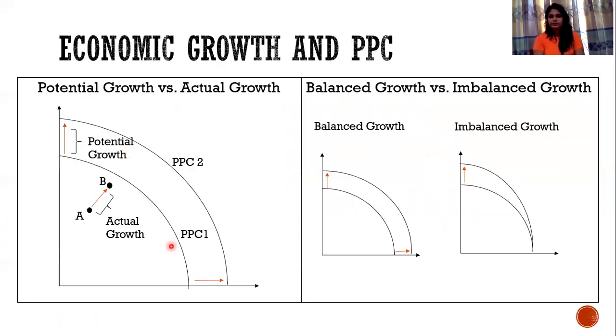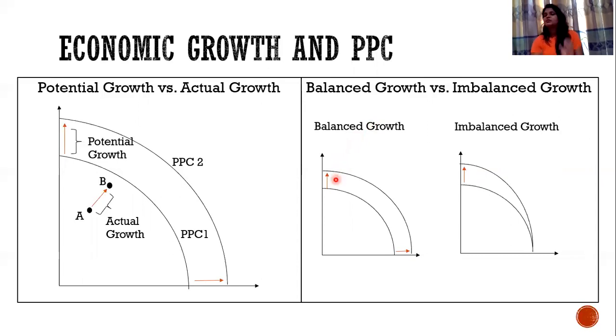Economic growth and PPC. So there are two concepts, potential growth and actual growth, and you have balanced growth versus imbalanced growth. Potential growth is the growth in the potential output in the economy. The PPC of the economy will shift rightwards or outwards. Actual growth is a growth in the actual production point in the economy. Okay, clear with that?